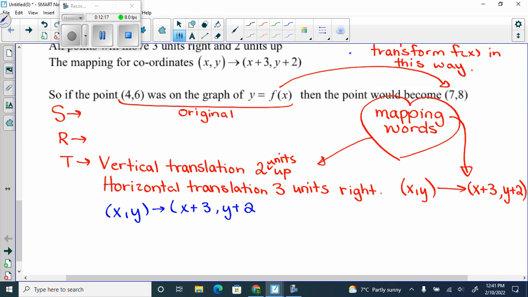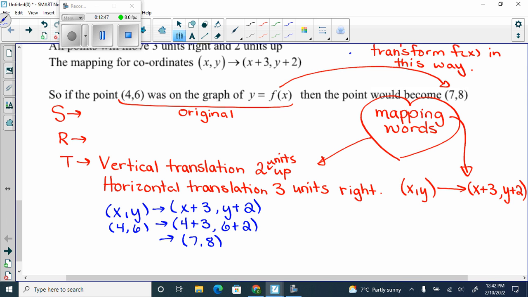So if I ever want to move a coordinate, I use mapping. If I want to move a graph, which is a whole bunch of coordinates, I use mapping. Okay? So the original was 4, 6. So I'm going to put it here. And then I'm going to go arrow 4 plus 3, comma 6 plus 2. And then another little arrow, 7, 8. And I just proved it. Right? And it worked.